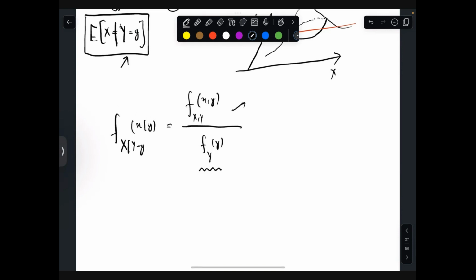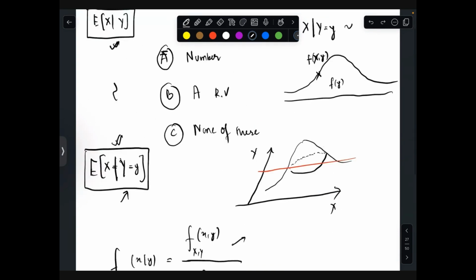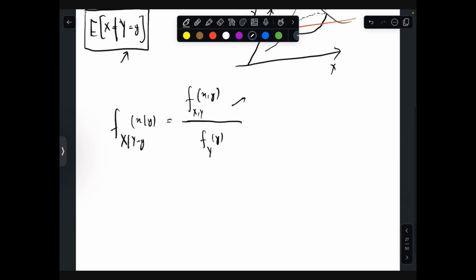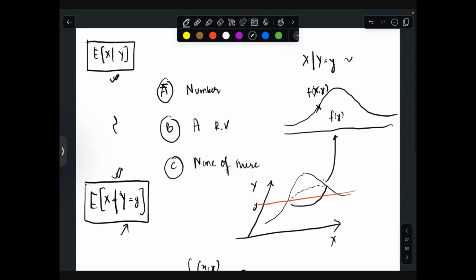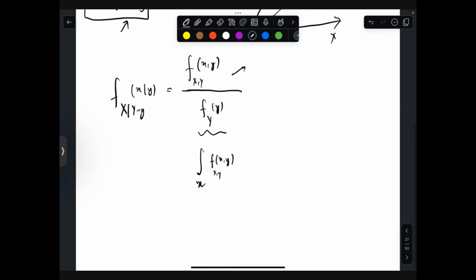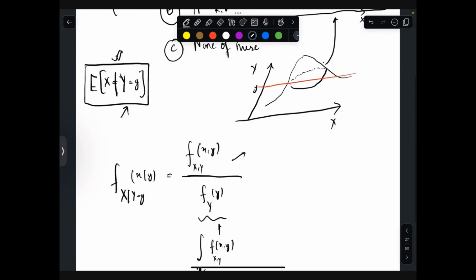Did you understand this? So we cut it in the middle, we get this at y is equal to y. We now see the area under the curve is not 1, so we divide by f of y, which is the area under the curve. Because y is the area under the curve, because it's the integration over x of f of x, y, and this is nothing but the x coordinate, right? Because y is fixed. So therefore we get this part, right?